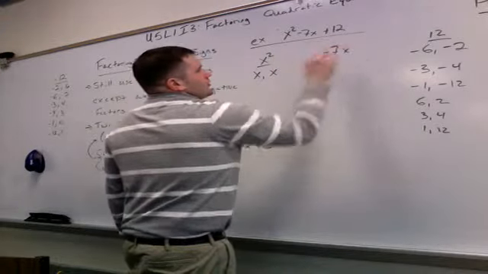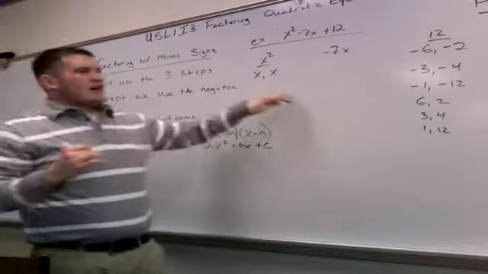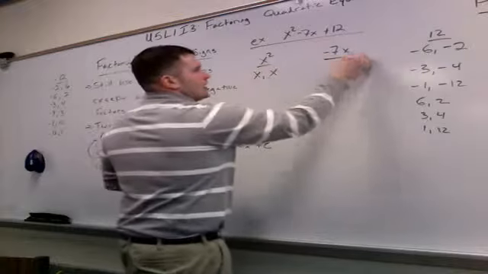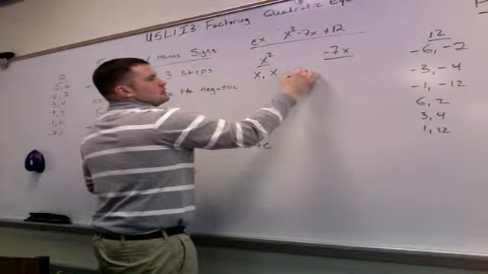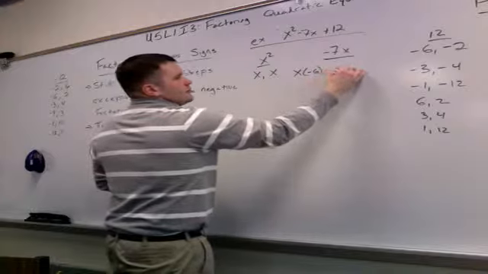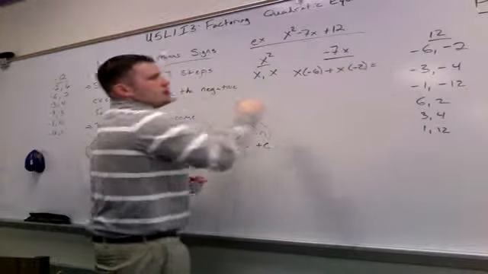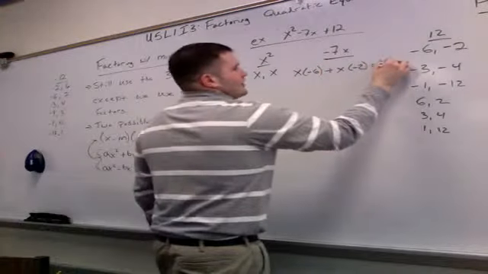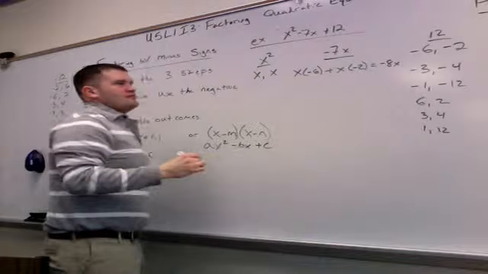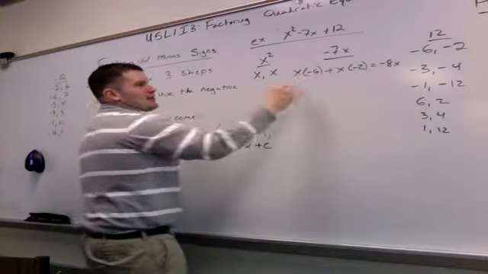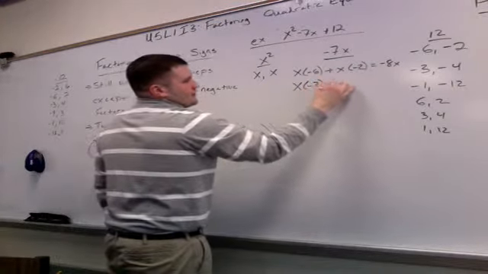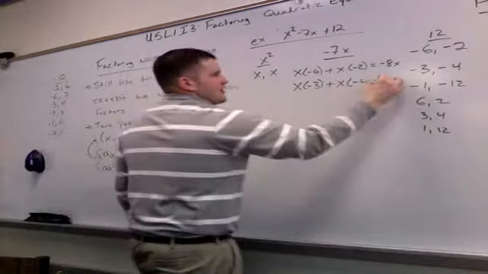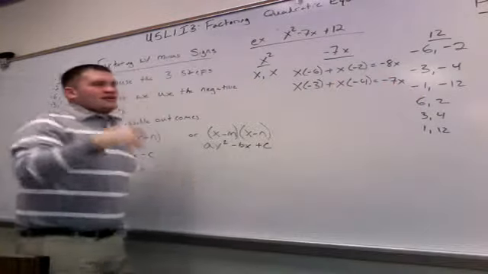Step 2, we have to find the combinations of x squared's factors and 12's factors that add to negative 7. So I can start at the top. We'll do x times negative 6 plus x times negative 2. What does that equal? Negative 8. Is that the same as 7? No. So let me try the next one. x times negative 3 plus x times negative 4. Yeah, there we go, negative 7x. Okay, so now step 2 is out of the way.